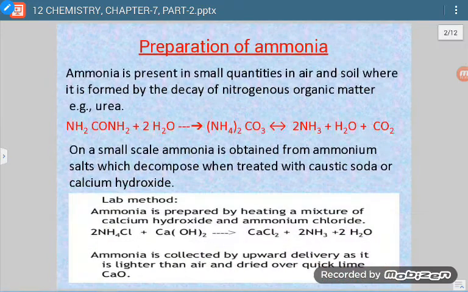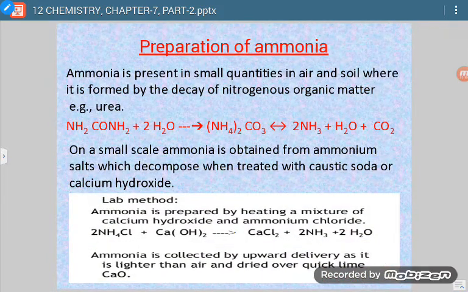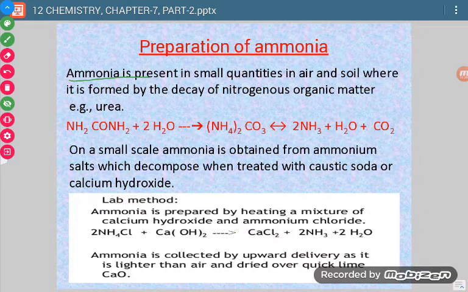Okay. So now first of all, how can ammonia be prepared? Ammonia is present in small quantities in air and also in soil. And how is it formed there? Because of the decay of nitrogenous organic matter. There are many substances present in soil which contain nitrogen, just like urea. It undergoes decay, and then it produces ammonia.